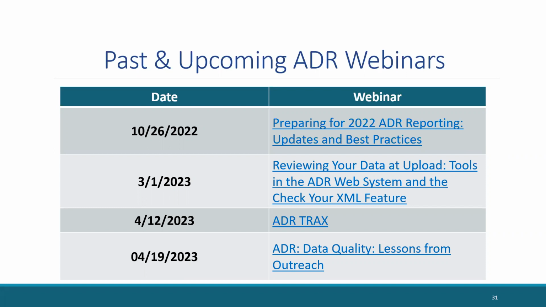On April 12th, the DIS team will cover the basics of creating an XML file for the ADR with tracks and common issues grant recipients may encounter in preparing the client-level data file. And on April 19th, the DIS team will provide a summary of ADR data quality in 2021. You can view this schedule and descriptions for all webinars at any time on the Target HIV website.